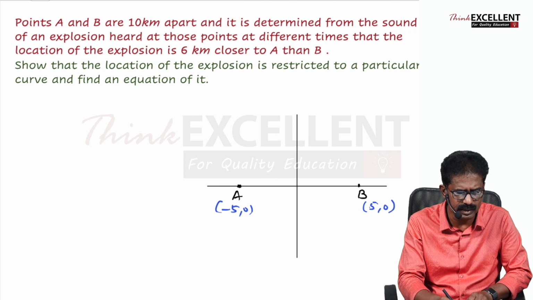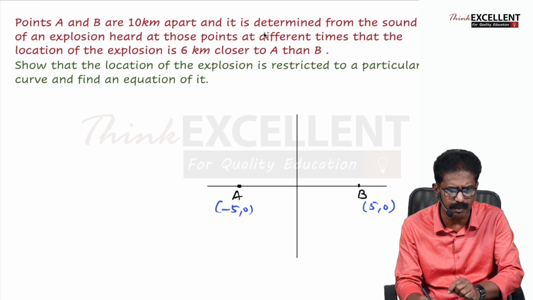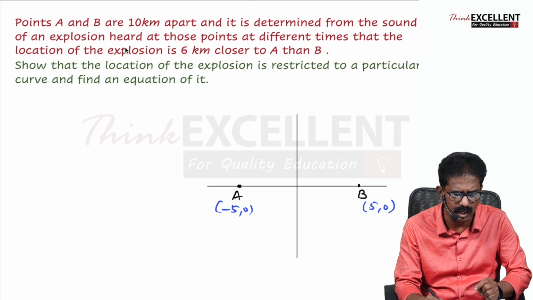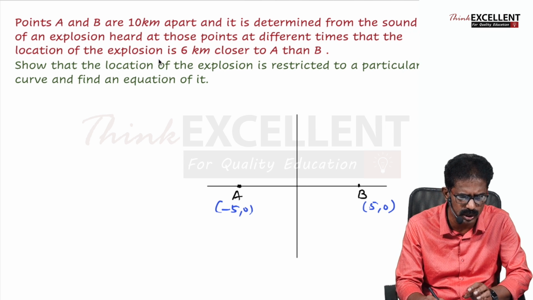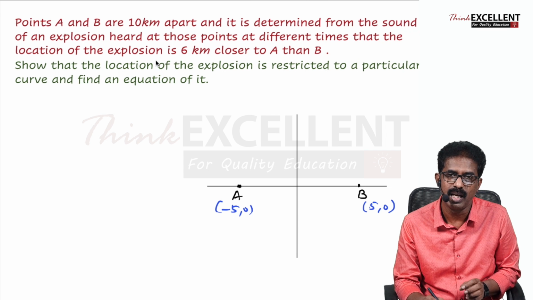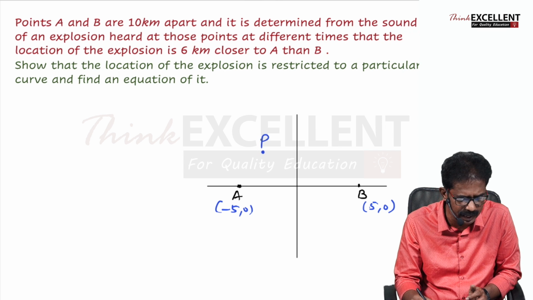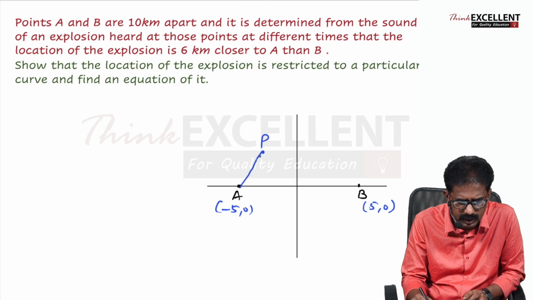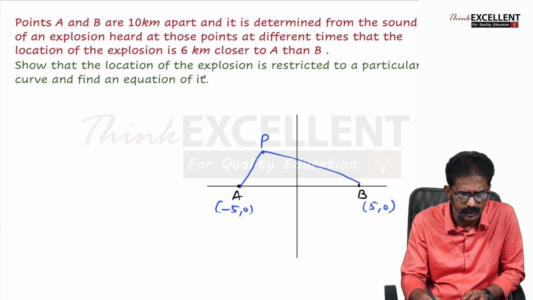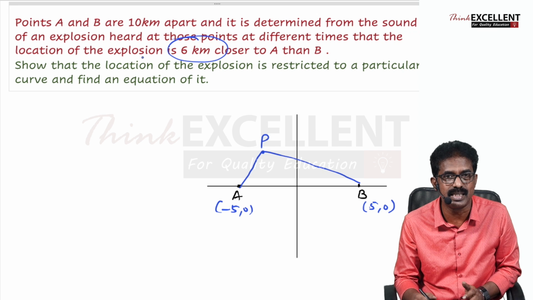The points A and B are 10 kilometers apart, and it is determined from the sound of an explosion heard at those points at different times that the location of the explosion is 6 kilometers closer to A. There is an explosion and that place is closer to A than B. So I'm taking that point as P. P is a point very close to A. How much closer? 6 kilometers closer. That is the difference between these two distances.